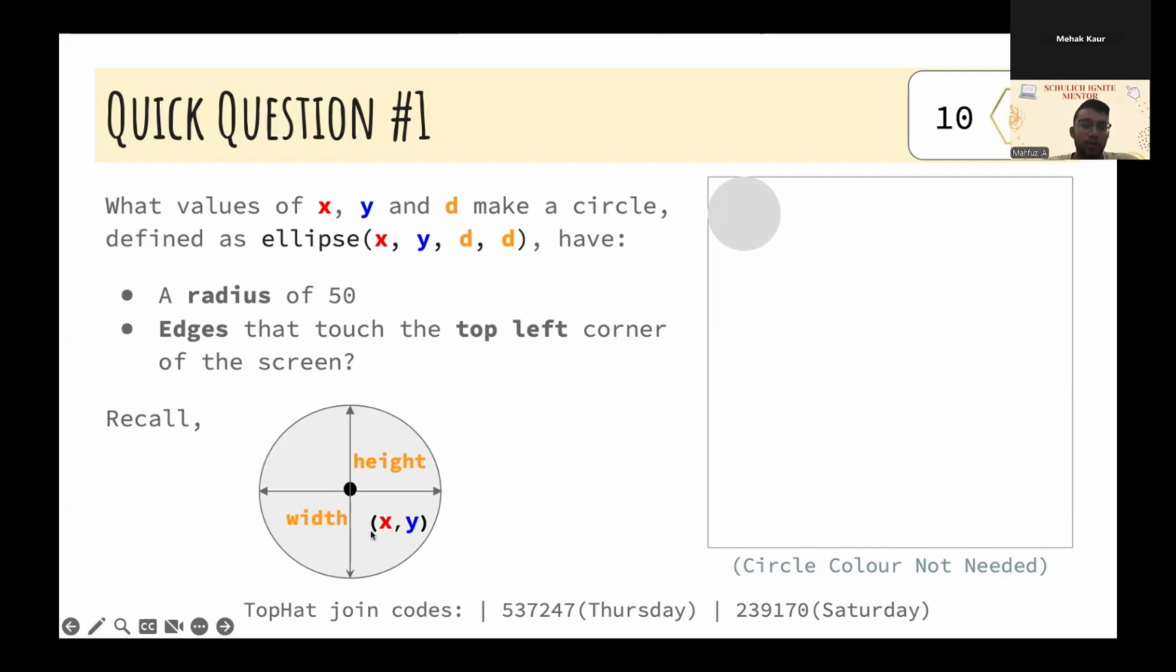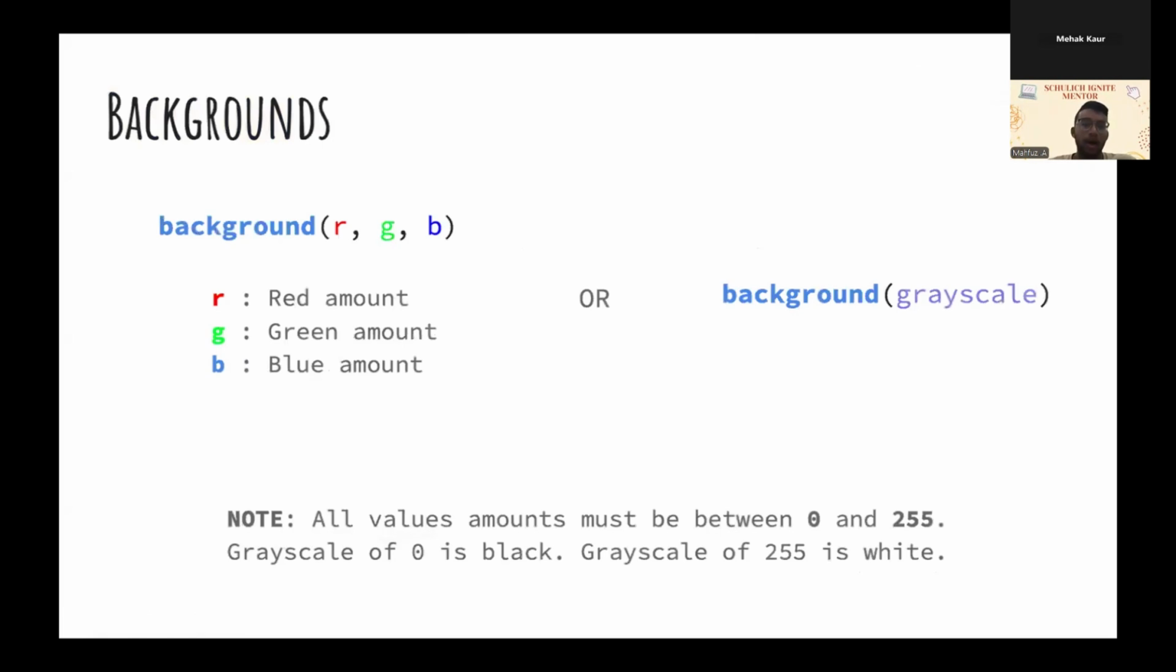And then for the X and Y values, it just tells you where you're placing it on your display. And then the background function helps to paint your rectangle or circle. You use RGB values, or you can use grayscale, which is white.